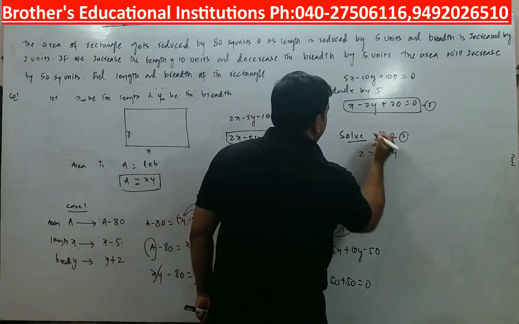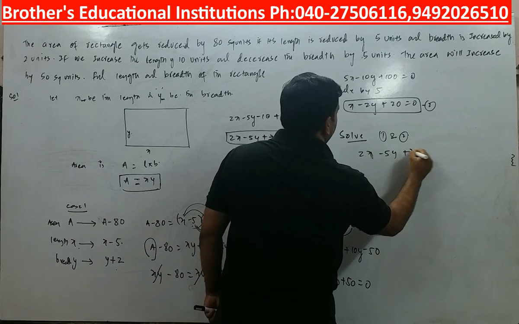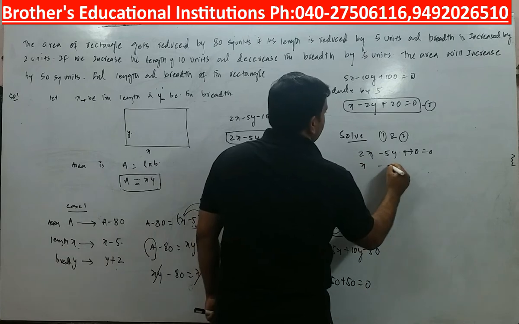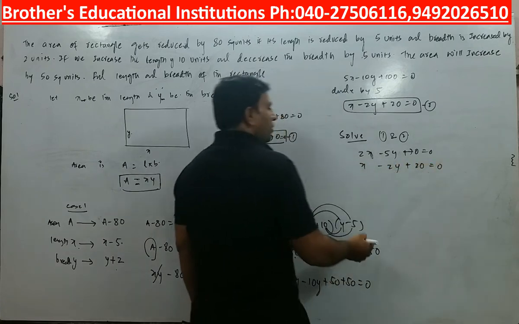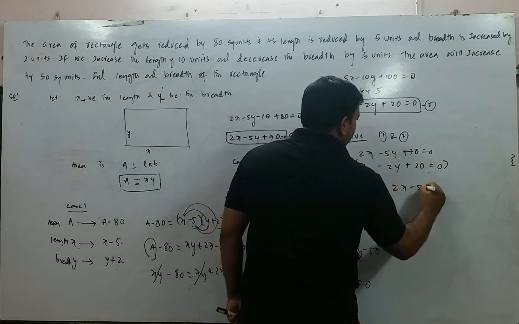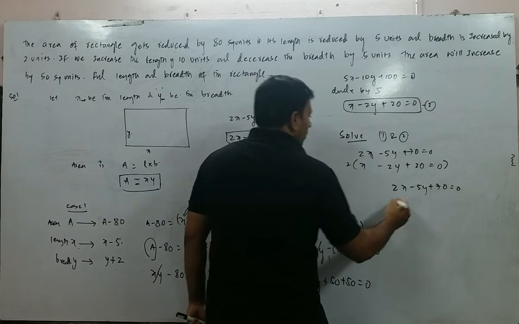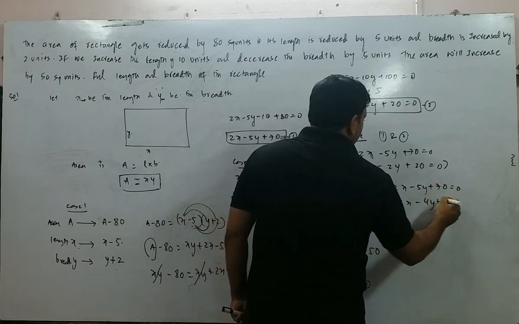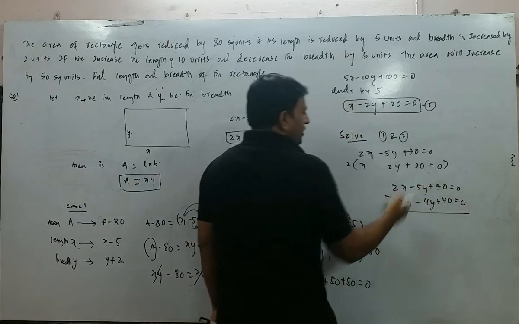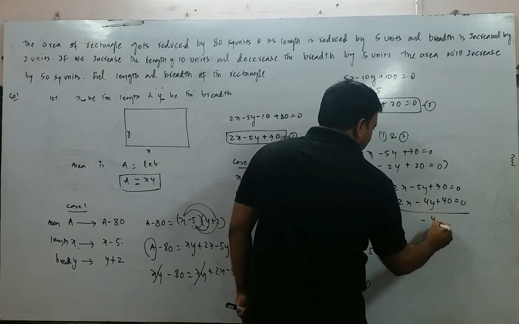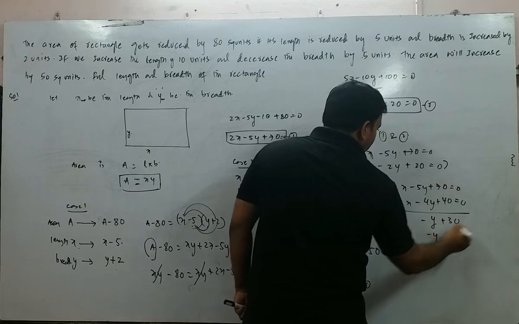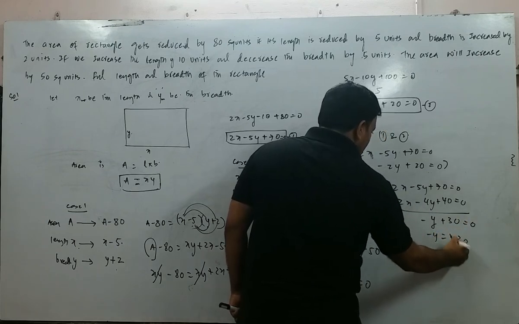2x minus 5y plus 70 is equal to 0. Now here you have x minus 2y plus 20 is equal to 0. I will try to balance this x by multiplying the second equation with 2. So I have 2x minus 5y plus 70 is equal to 0, followed by 2x minus 4y plus 40 is equal to 0. Now I will subtract. 2x cancels, minus 5y plus 4y is minus y, 70 minus 40 is equal to 30. Minus y is equal to 30, or what is y? y is equal to 30.